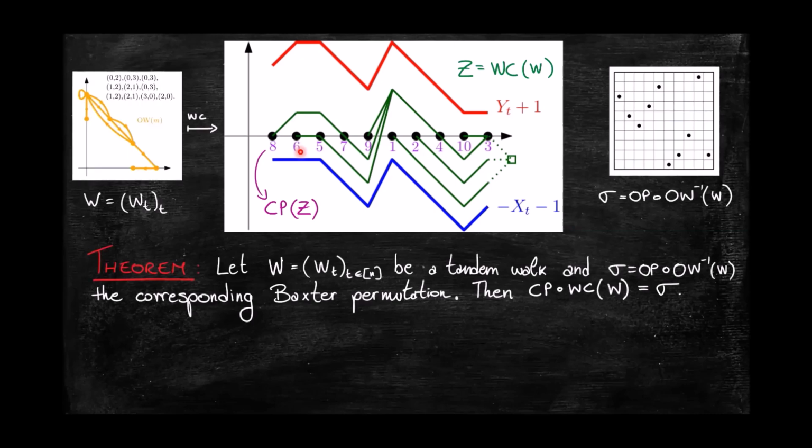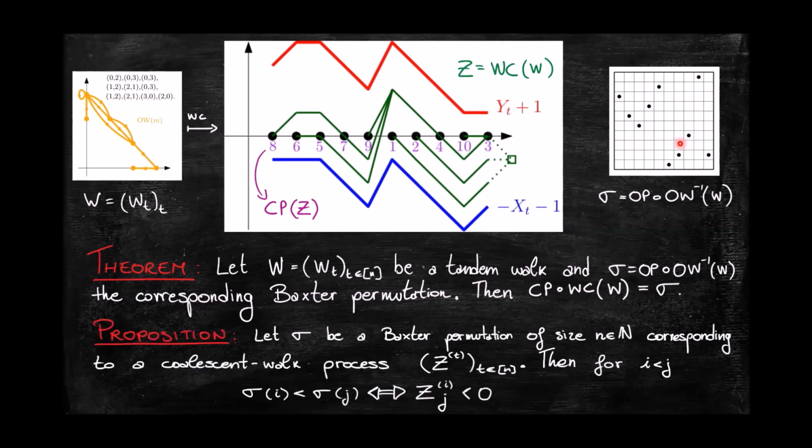What we show is that if you consider this permutation or the permutation associated to this tandem walk through the map that we saw before in the diagram, these two permutations are exactly the same. Moreover, we have a very strong tool to read patterns through this structure. In particular, given i smaller than j, sigma i is smaller than sigma j in this permutation if and only if the walk starting in the coalescent process at time i is negative at time j.